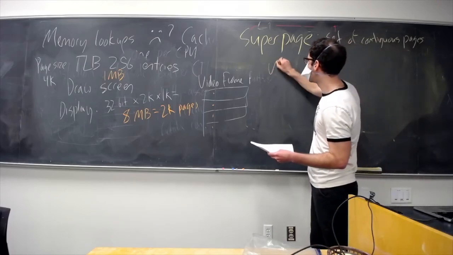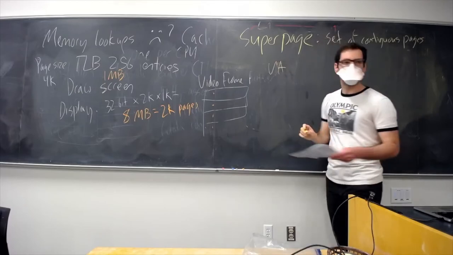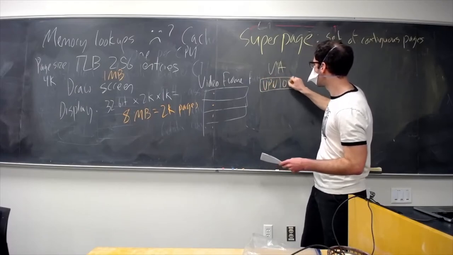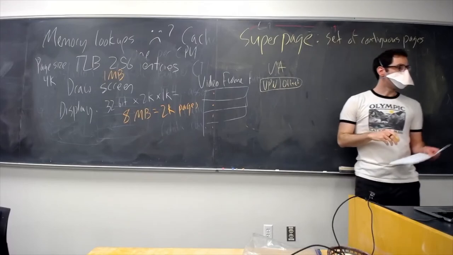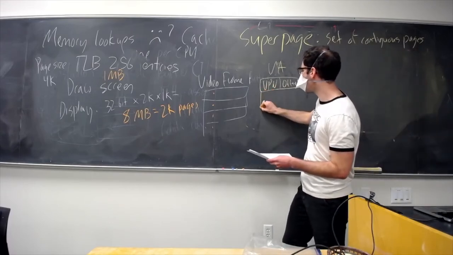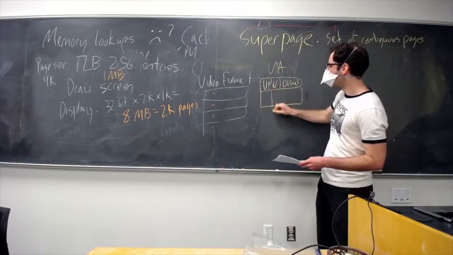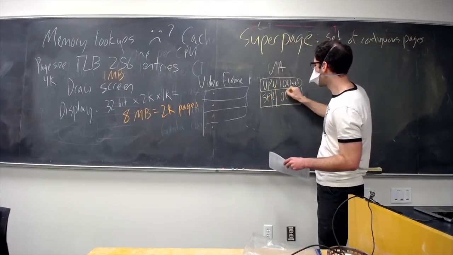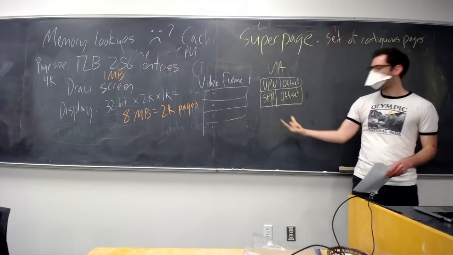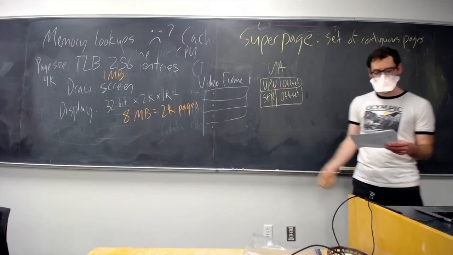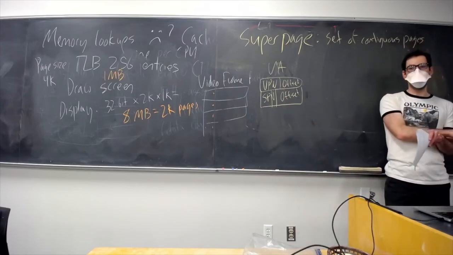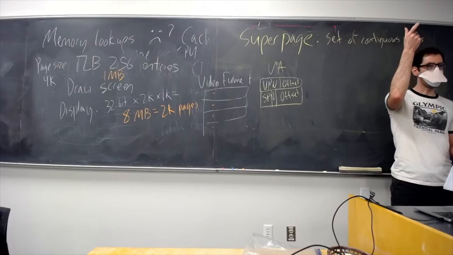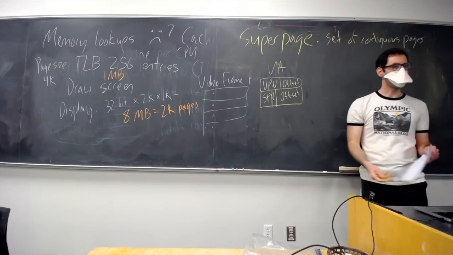We'd have our virtual address, and we have been dividing it into our virtual page number and offset. And now we will also divide it into our super page number and the offset. The super page number is going to be fewer bits than our virtual page number, since it's a larger chunk of virtual memory, so there are fewer bits that we can say are shared across all the virtual addresses in that range.